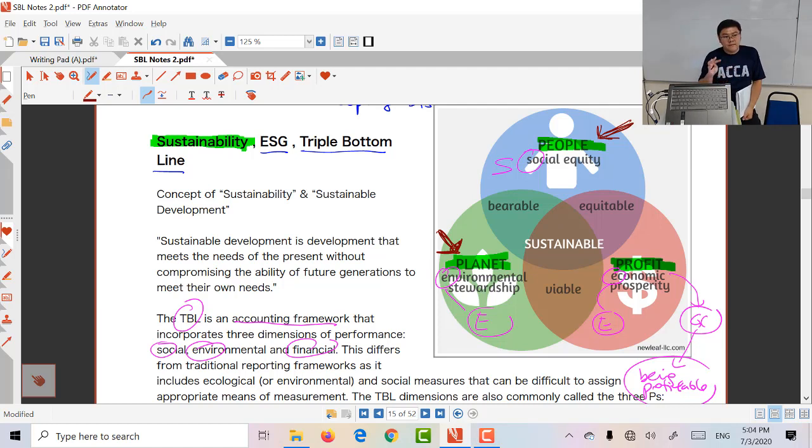Okay? That's the viewpoint. People usually look at people or planet as the two aspects that we should pursue, and not so much on profit, because profit is naturally there. You always take care of your profit, right? But it's about what you will do to take care of the people and the planet that counts, not the profit. Now, that will be the triple bottom line, okay?